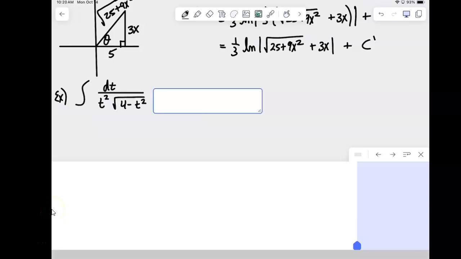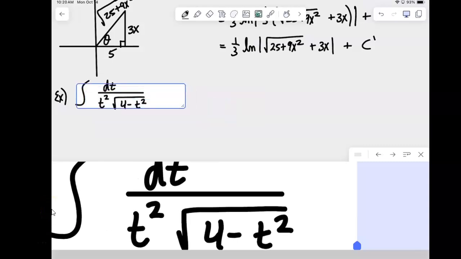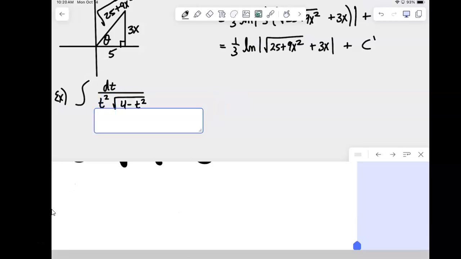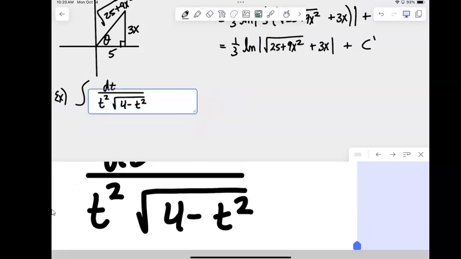Okay, so welcome back. In this example, we have another integral to work out. This time we have the integral of t squared times the square root of 4 minus t squared. So once again, we recognize here we're dealing with an integral of the form a squared minus x squared.